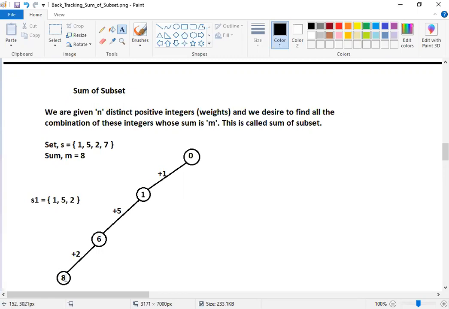suppose at 8, now you might be thinking there is one more number existing here in the given set, 7, right? If I consider 7 and add it into 8, then definitely it will become greater than our final value, that is the m value. So I should not consider it, right? So now what should I do? I should backtrack. Backtrack means what? From 8, now I'm backtracking to its parent. The parent is what? This particular node 6.